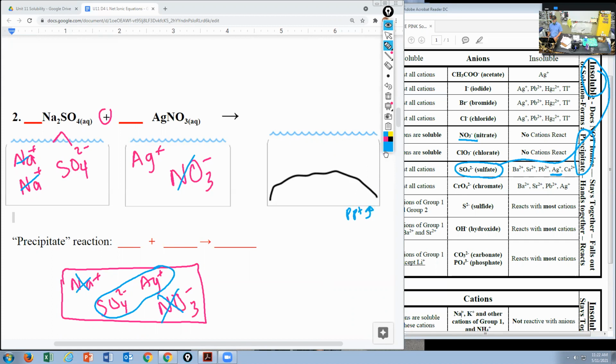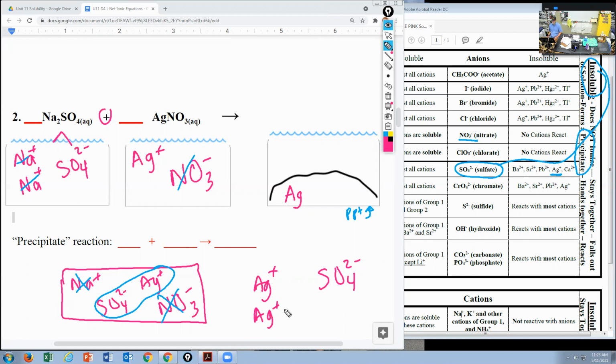Now at this juncture, all we have to do is draw everything out, which is going to be in red. I've made everything in red for you. So what's going to be the solid? Well, the solid is going to be Ag. Now notice it's a +1 charge. So that's Ag+ and SO4 2-. These are not balanced, so we're going to need 2 Ag+.